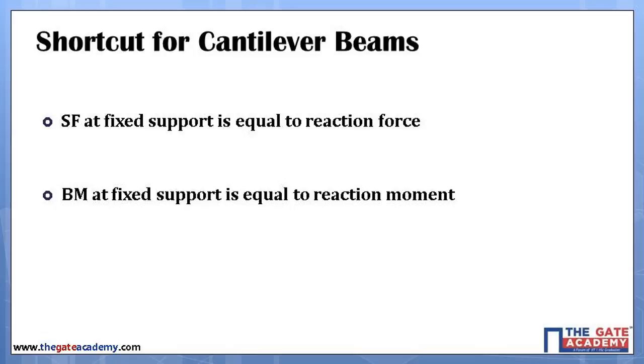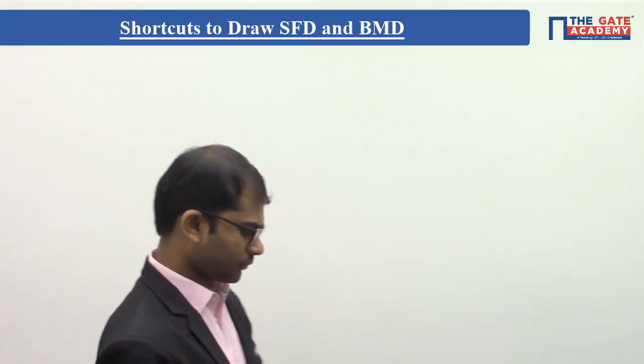The second one is bending moment at the fixed support is equal to reaction moment. That means the reaction moment at the fixed support. This one basically is a result. It's not a shortcut. Moreover, it's actually a result. If you draw the shear force diagram and bending moment diagram for any particular cantilever beam of any loading case, you're going to observe that these statements are actually followed. Clear? If you would like some more explanation, you can look here.